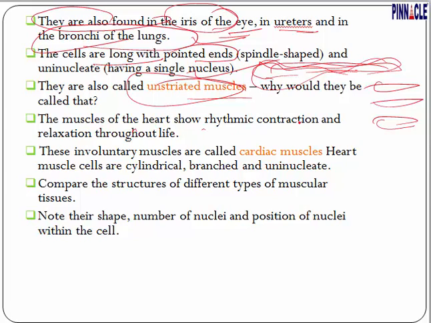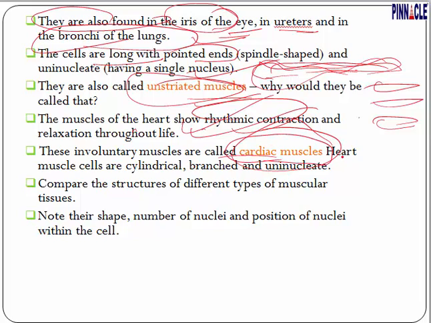Muscle of the heart shows rhythmic contraction and relaxation throughout life. We cannot control the movement of our heartbeat. These involuntary muscles are called cardiac muscles. The involuntary muscles associated with the heart are called cardiac muscles. Heart muscle cells are cylindrical, branched and uninucleate.